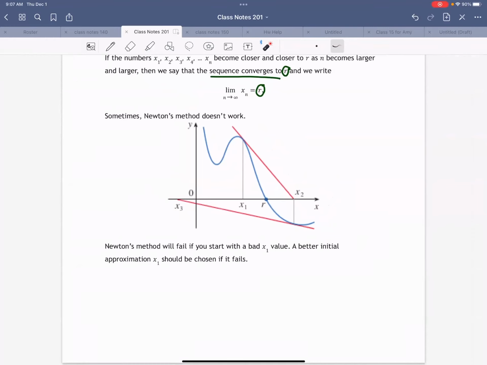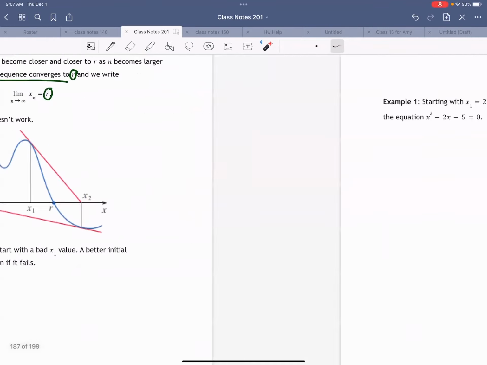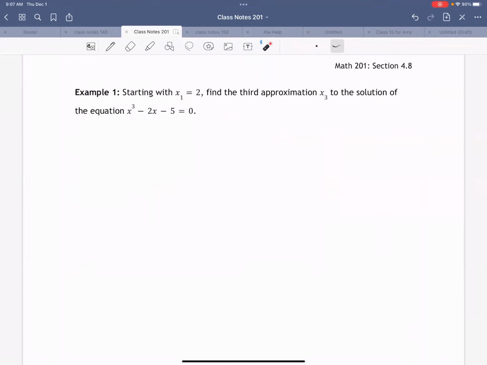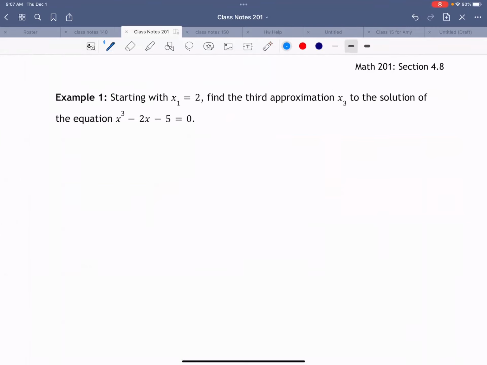All right. Let's do an actual question and see how this comes about in our class. Okay, so in this question, it's giving us x1 equals 2. Remember, x1 is the initial guess that we think the root is at, but it's probably not the root, right? We want to figure out what x3 is. So we want to get a closer approximation than 2. We want to do 2 more iterations of Newton's method.